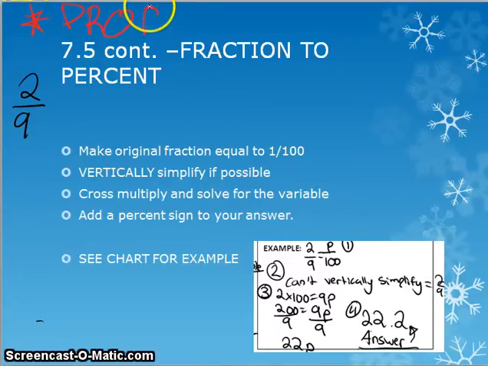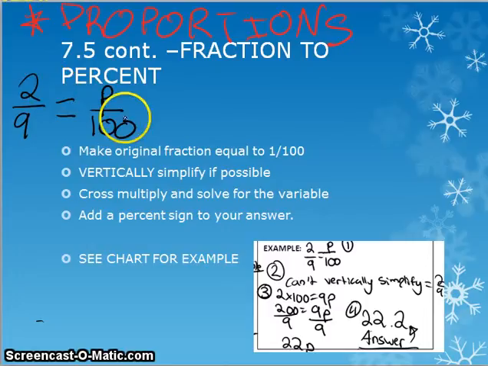So I'm going to write this really big up there. Okay, so step 1 says to make the original fraction equal to P/100. So we have the fraction 2/9 right here, so we're going to write 2/9 equals P/100, and P is going to stand for percent.